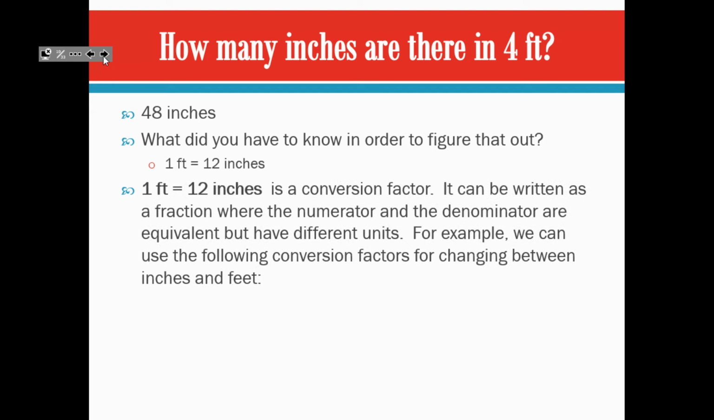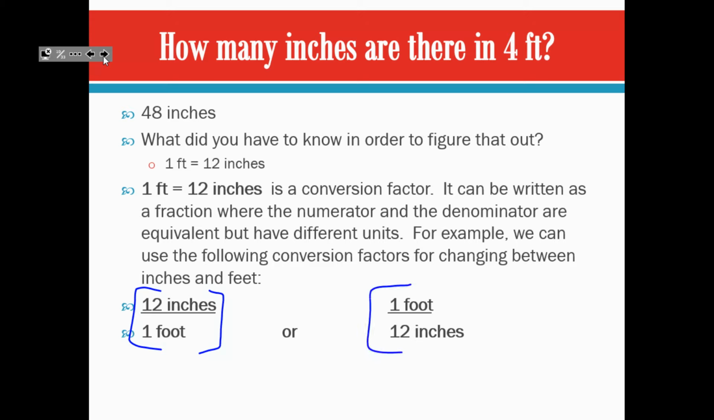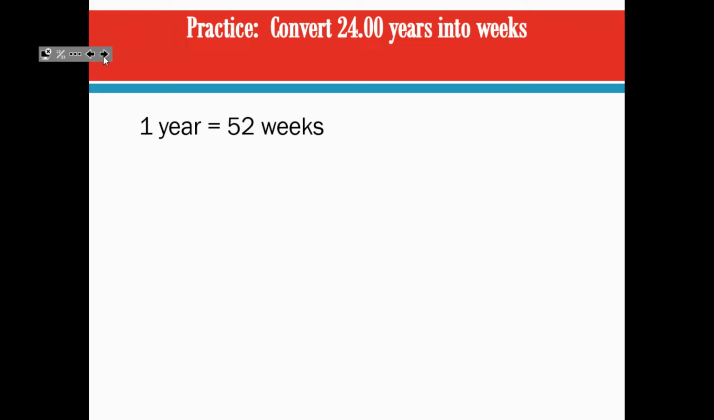It can be written as a fraction where the numerator and the denominator are equivalent but have different units. For example, this is how we can write them in our method for dimensional analysis. You'll notice that you have 12 inches over 1 foot here, but on the other side you have 1 foot over 12 inches. So we can reverse the two, and they're both perfectly good equalities. You might need to use one or the other depending on the situation. So let's give that a practice.